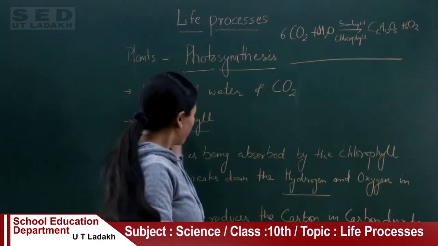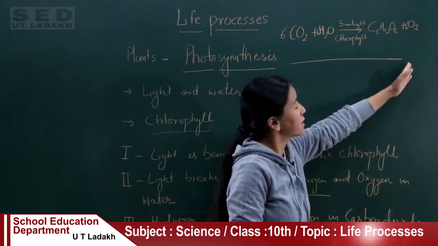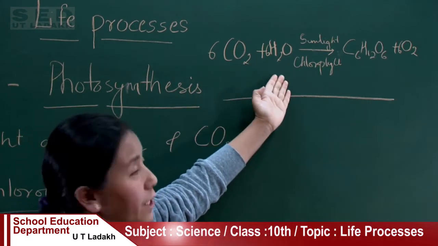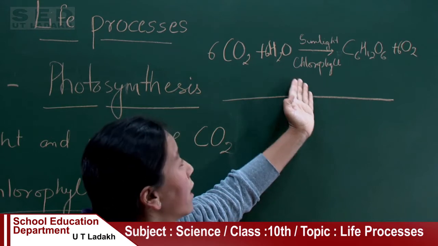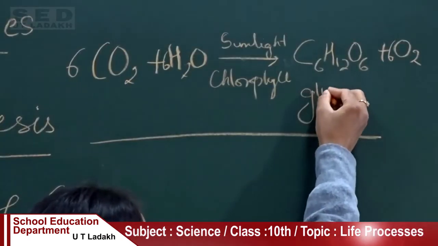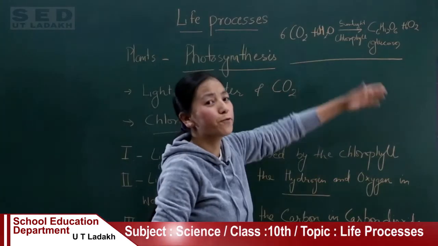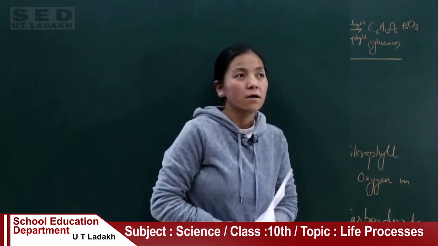The whole process of photosynthesis can be summed up in the form of this equation. In the equation here, we have carbon dioxide and water in the presence of sunlight and chlorophyll, of course, the pigment. Glucose is formed and oxygen is formed as a byproduct. This glucose is the source of food for plants and all other organisms.